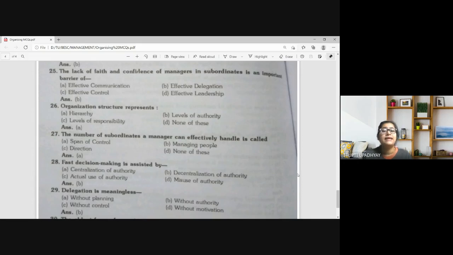Organization structure represents A, hierarchy, B, level of authority, C, level of responsibility, and D, none of these. We already discussed that the organization structure has a hierarchy, right? So it represents hierarchy, from top to down. Number of subordinates a manager can effectively handle is called, this was also discussed previously, A, span of management, B, managing people, C, direction, D, none of these. So the number of subordinates a manager can effectively handle is called span of control.